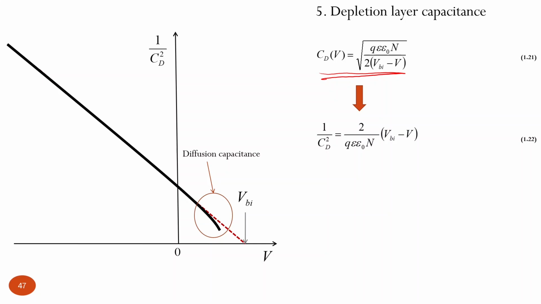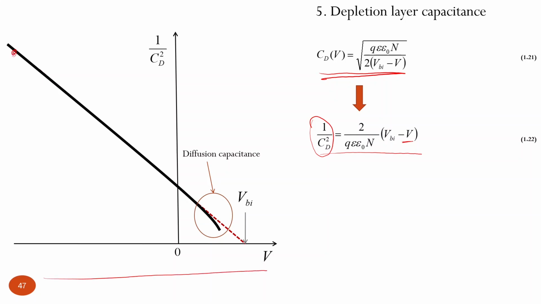From here we can write the following equation. It will be 1 over CD squared equal to 2 divided by q epsilon epsilon naught N, times (VBI minus V). So you can see that 1 over CD squared is a linear function of applied bias. So now if we plot, this is the Mott-Schottky plot.